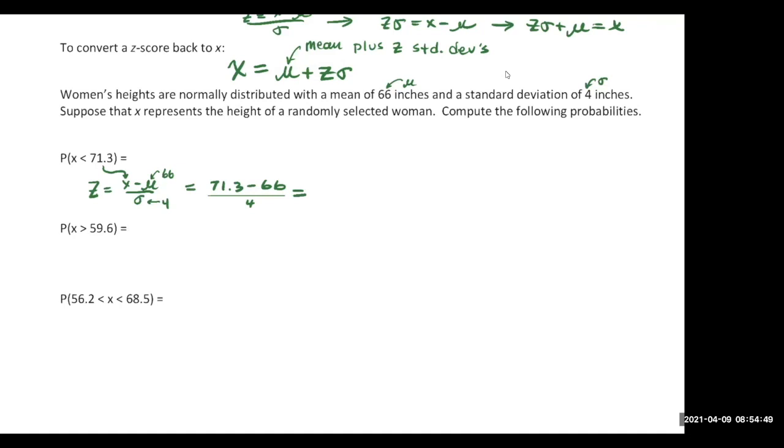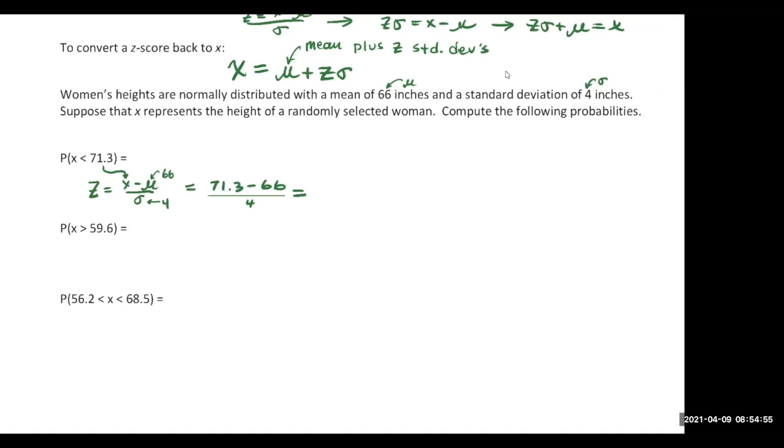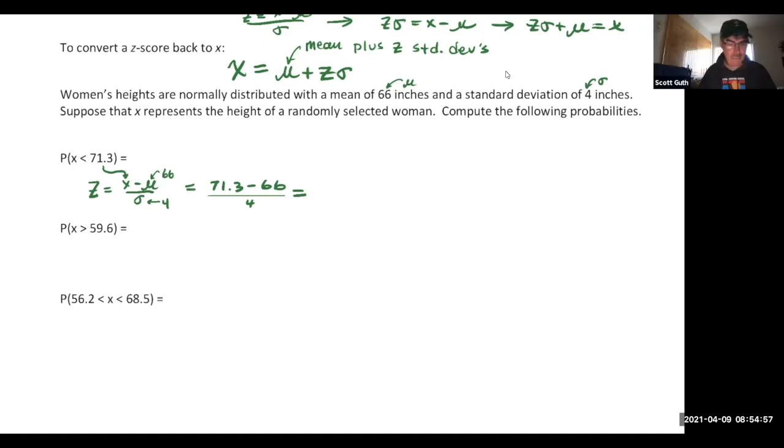I got 1.325. That's what I got too. So let's call it 1.33. I'm doing 3 places because the table that we use only goes 2 places after the decimal. I'll draw a little sketch of that.